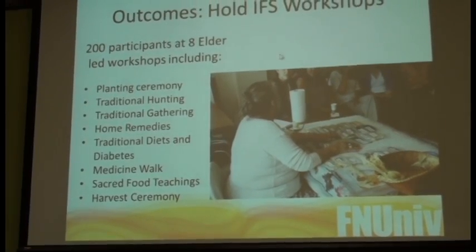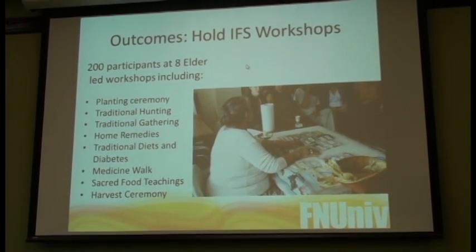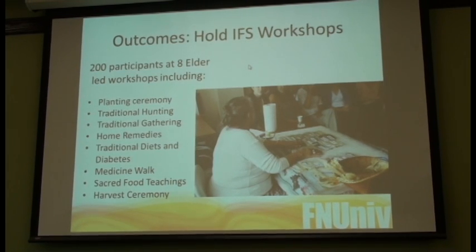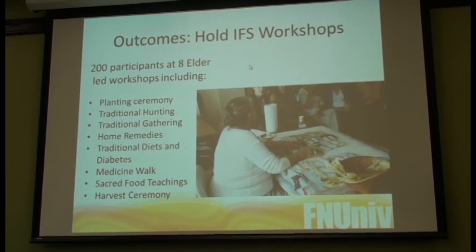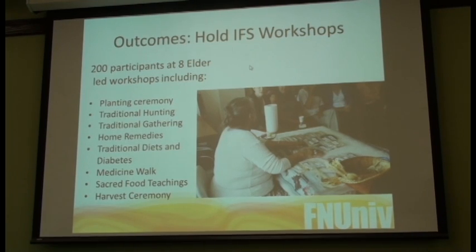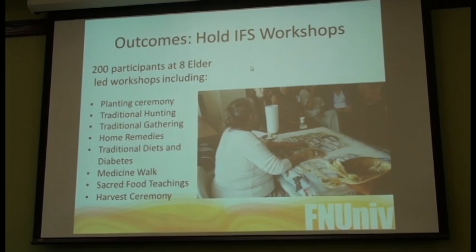The actual workshops that we held, we had eight elders who led a variety of workshops. So we had a planting ceremony to start. Then we talked about traditional hunting, traditional gathering, the foods, home remedies, traditional diets, and diabetes. We had medicine walks out in the prairie. And then there were sacred food teachings. And then at the end we had a harvest ceremony.